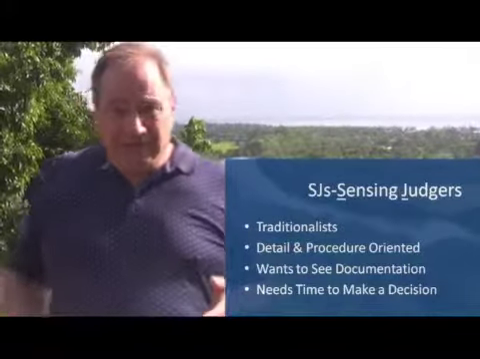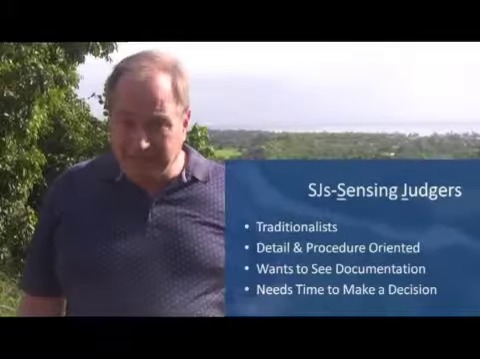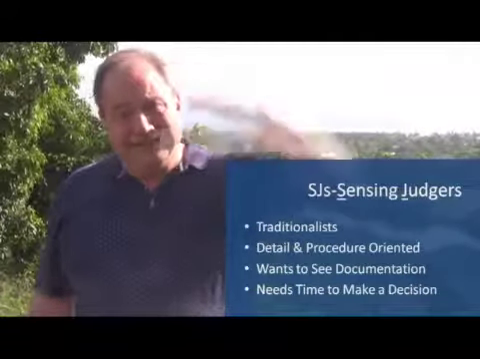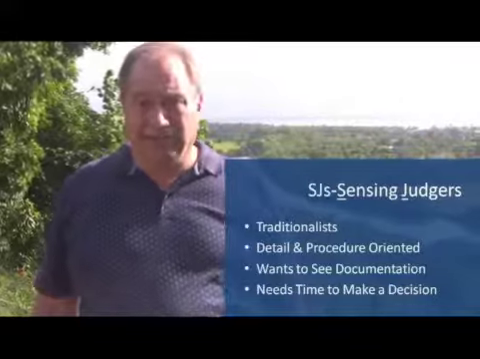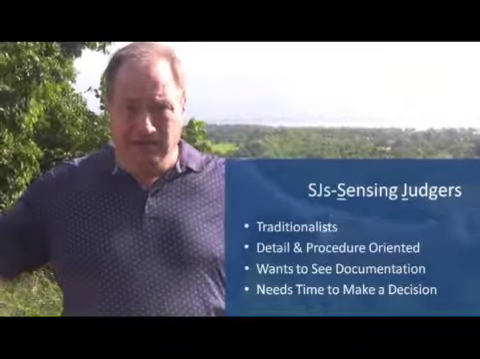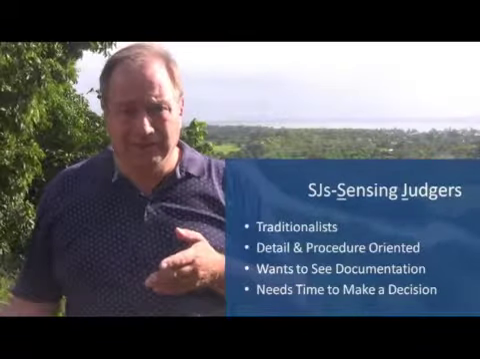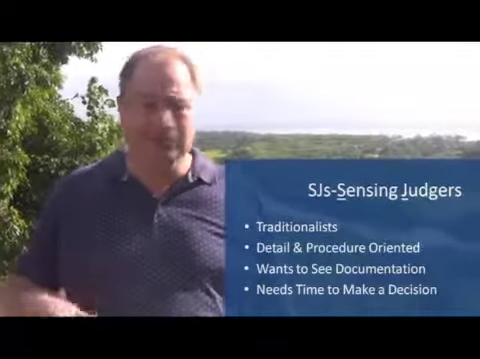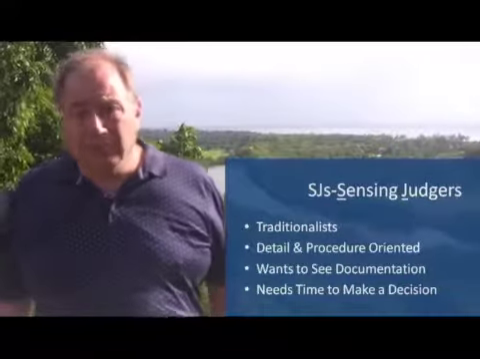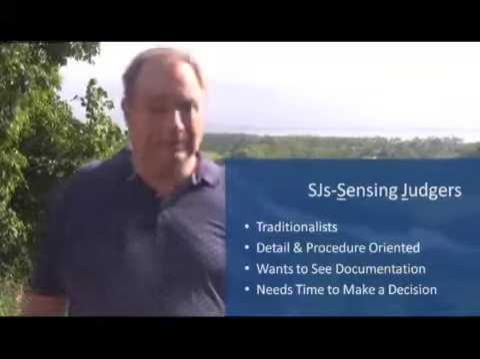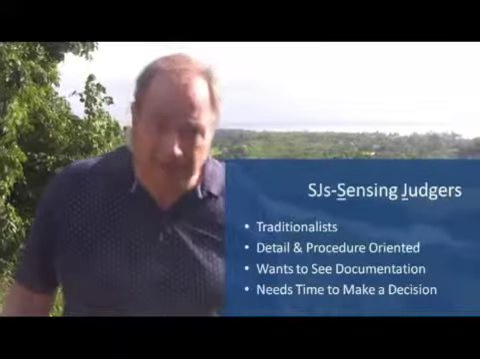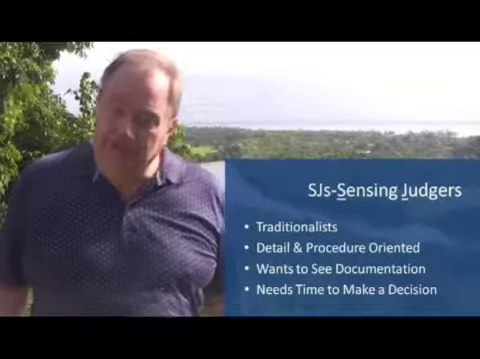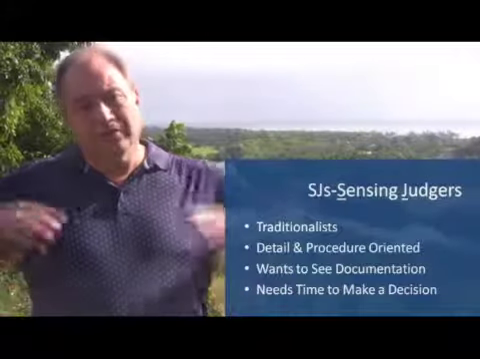We don't want to give the same presentation to an SJ that we would give to an NT type, because they're going to think you're a loose cannon. Where's the procedure? Where's the documentation? With an NT big picture thinker, we would ask for a decision right on the spot, because they're very comfortable doing that. With an SJ type, we would be providing documentation and saying, can I contact you in a week for your decision? And that's what they're comfortable with. So that's the SJ type.